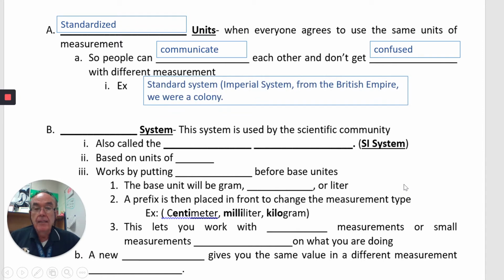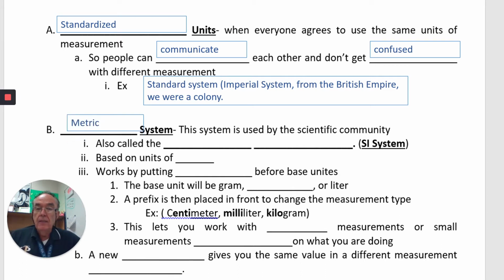In the United States, we have 2 systems of measurement that we use. We use the standard system, which the real name for the standard system is the imperial system. And the empire that we got it from was the British Empire when we were a colony.